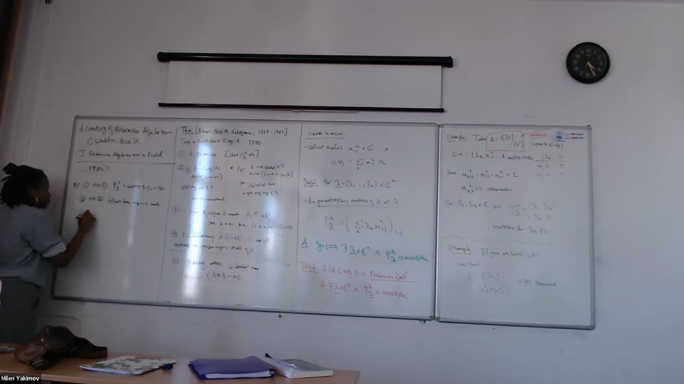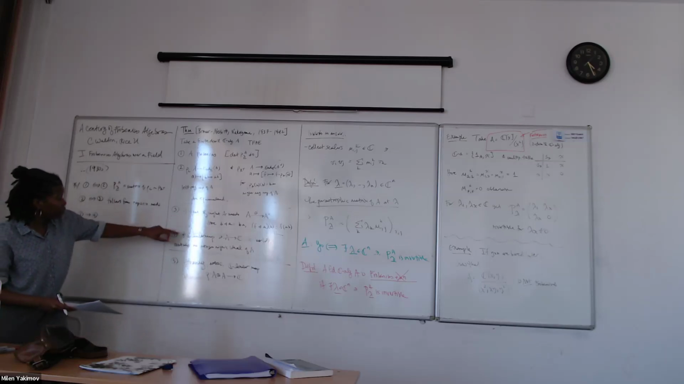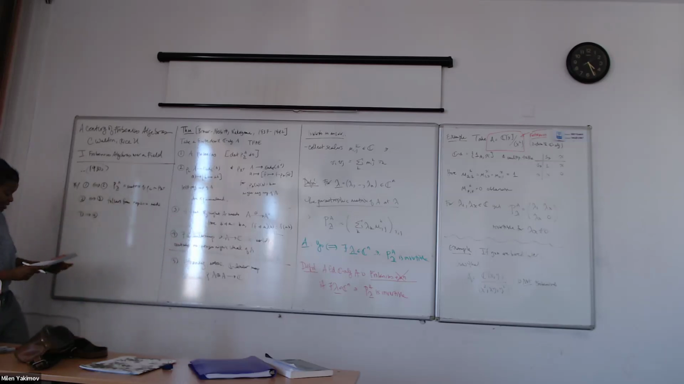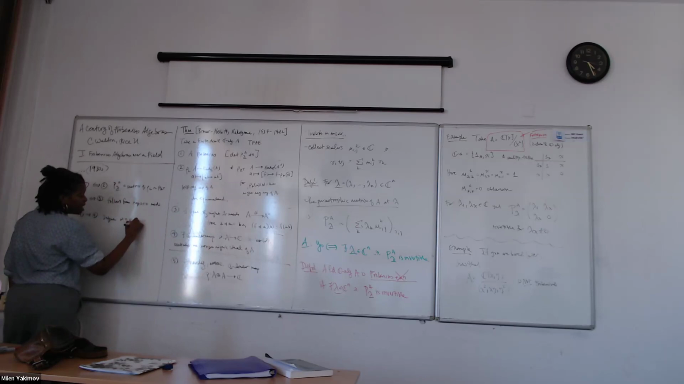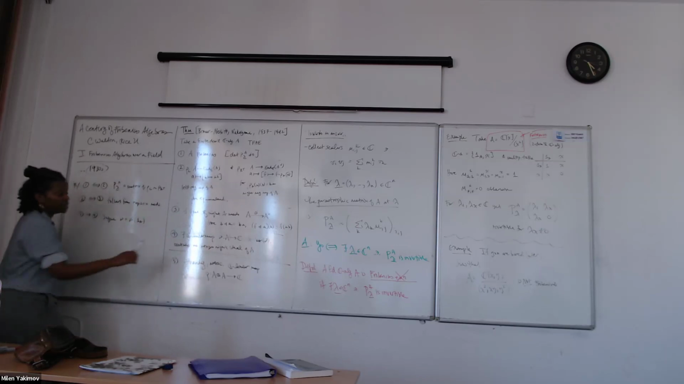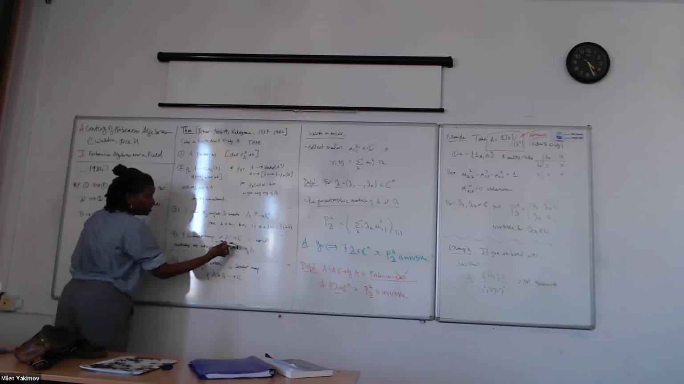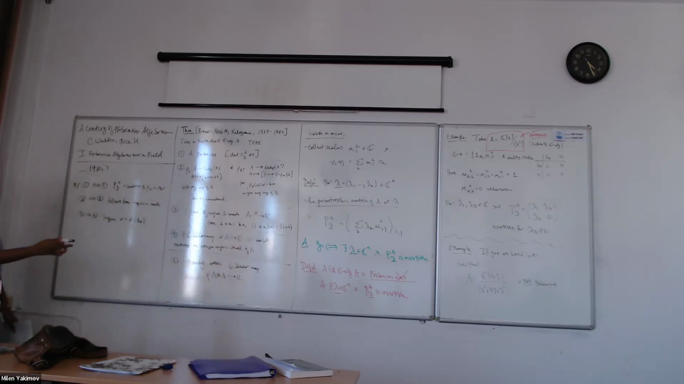3 implies 4. If I start off with an isomorphism of modules and I want to cook up a Frobenius form, well, what I do is I just define my Frobenius form to be phi at 1. So I send 1 to a linear functional, and that's going to satisfy this property.